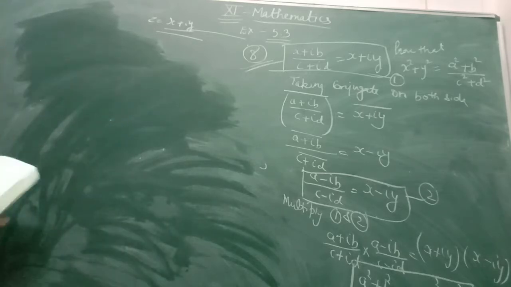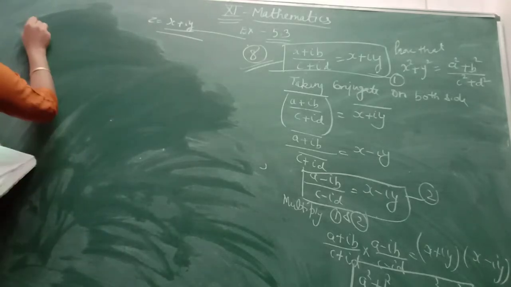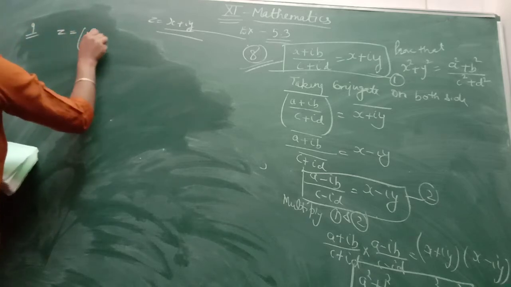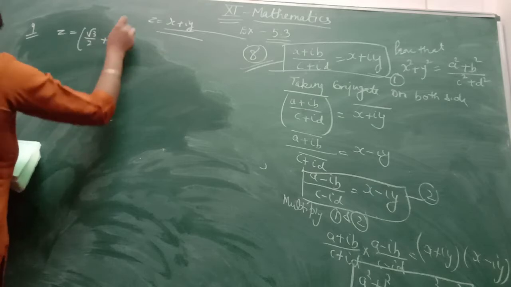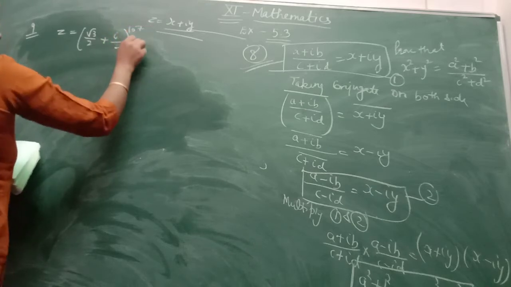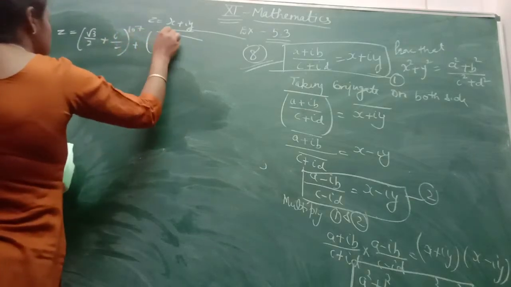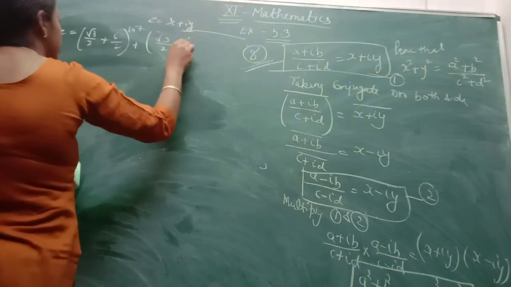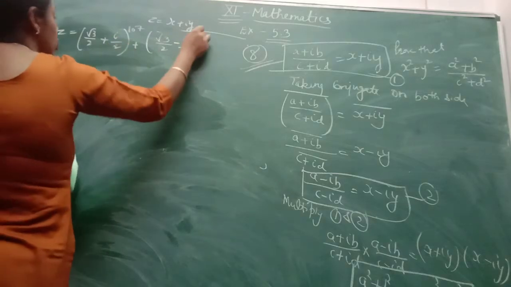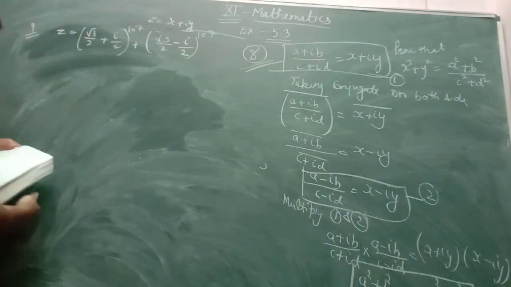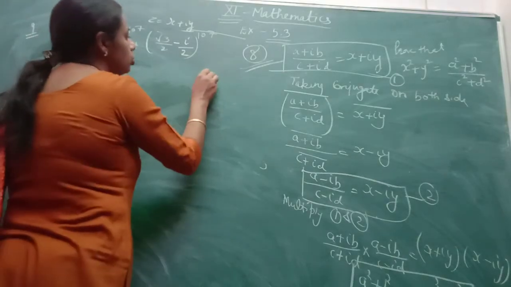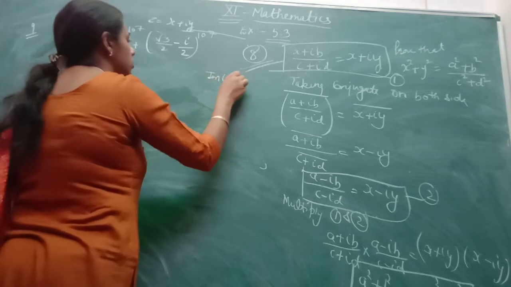In question number 9, z is given. Z is equal to (root 3 by 2 plus iota by 2) whole power 107 plus (root 3 by 2 minus iota by 2) whole power 107. And you have to show the imaginary part is equal to 0. As you know, how can you show that the imaginary part of z is equal to 0?